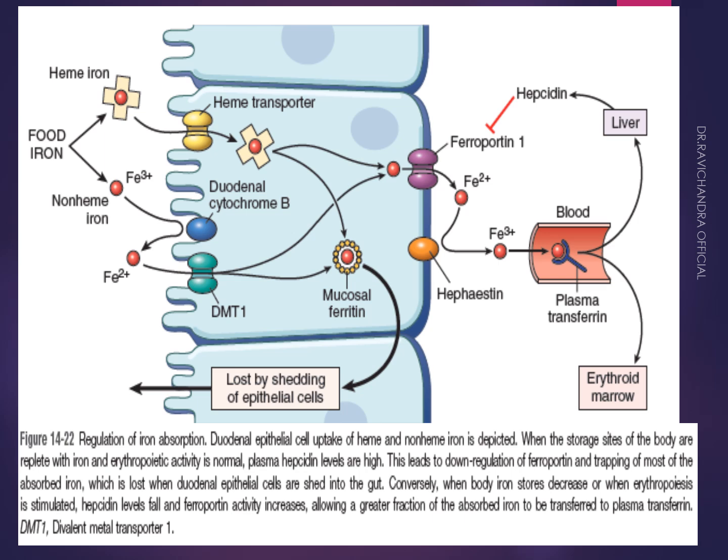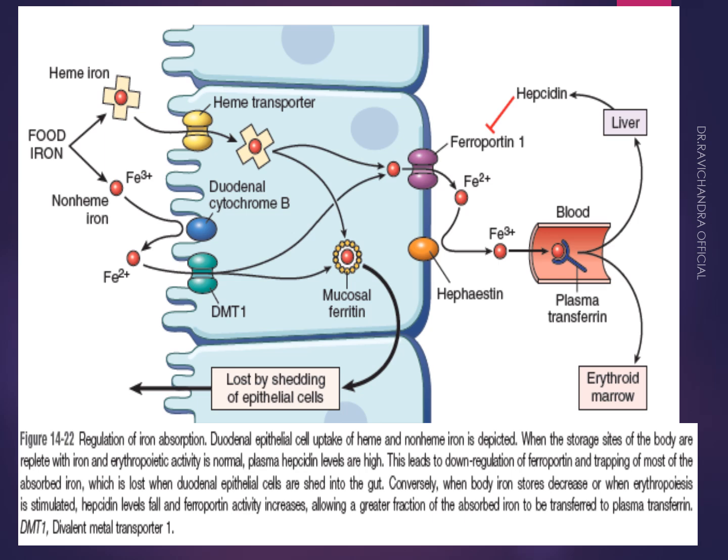So hepcidin action is indirectly proportional to ferroportin. When ferroportin activity is increased, hepcidin levels will fall, and when ferroportin activity is decreased, hepcidin levels will rise. This is an iron absorption regulatory mechanism. So I am explaining this topic again as it is very important. Many MCQs will come from this topic.